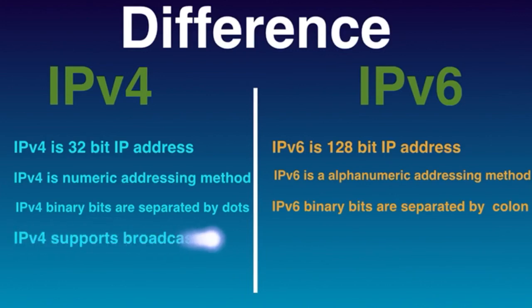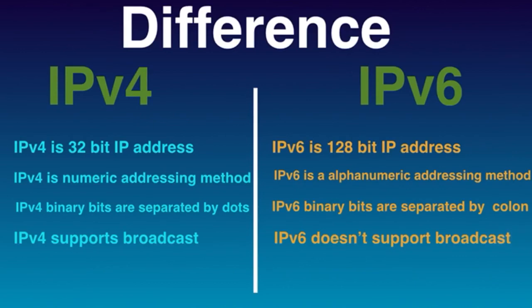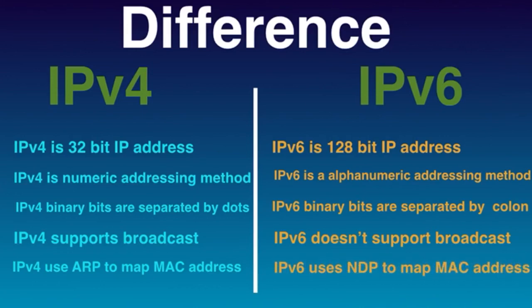IP version 4 supports broadcast, whereas IP version 6 does not support broadcast. IP version 4 uses ARP to map to a MAC address, whereas IP version 6 uses NDP, Neighbor Discovery Protocol, to map a MAC address.